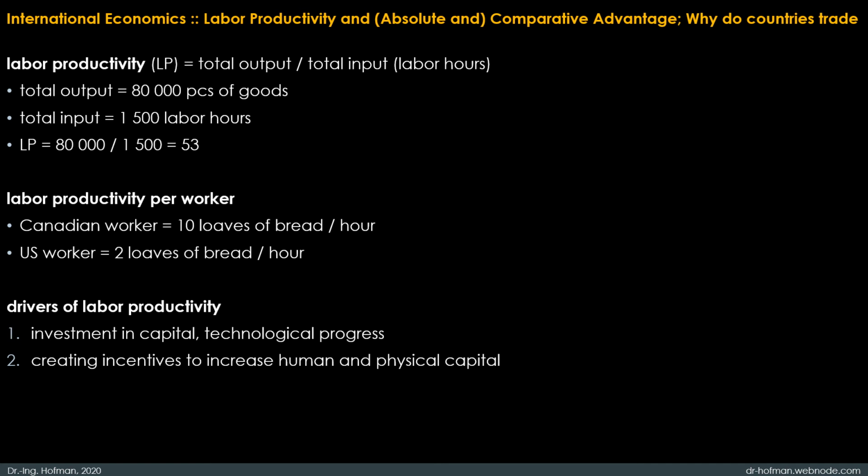What is the labor productivity per worker? Labor productivity is the value that each employed person creates per unit of his or her input. The easiest way to comprehend labor productivity is to imagine a Canadian worker who can make 10 loaves of bread in an hour versus a US worker who in the same hour can make only 2 loaves of bread.